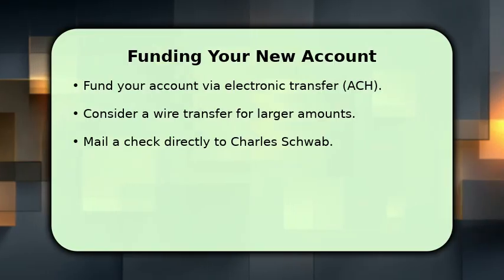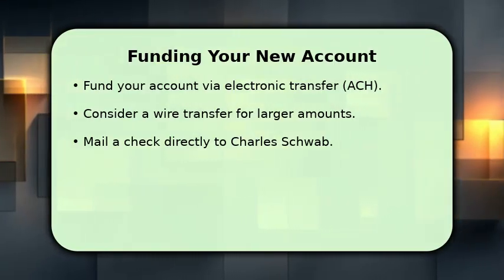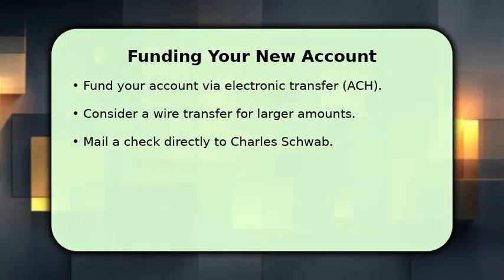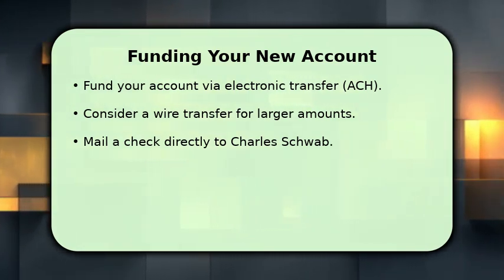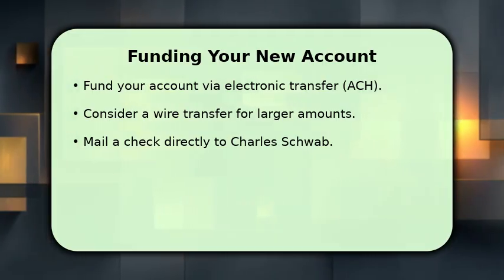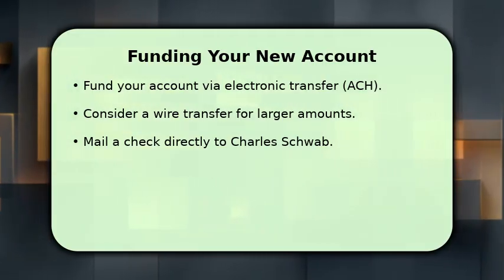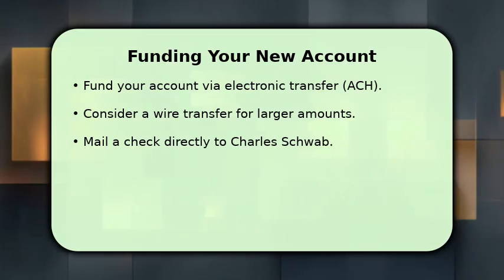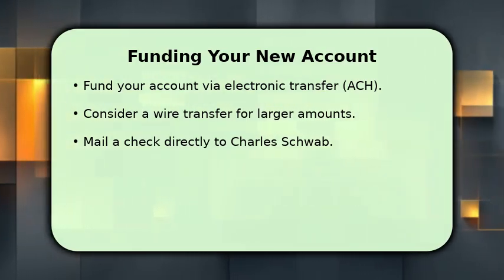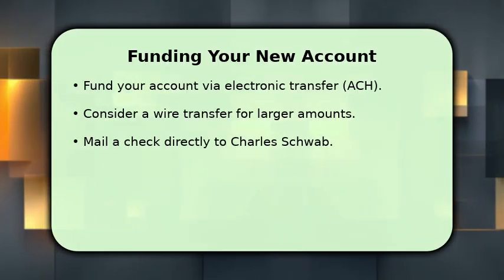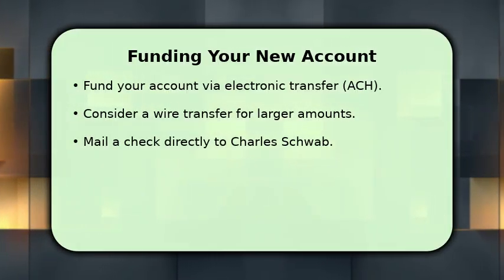Once your application is approved, it's time to fund your account. You can easily transfer funds electronically from your bank account using an ACH transfer. For larger sums, a wire transfer is another secure option. Alternatively, you can mail a check directly to Charles Schwab. There's often no minimum to open, but a $100 initial deposit is common for some account types.